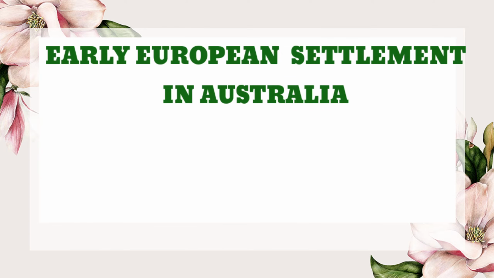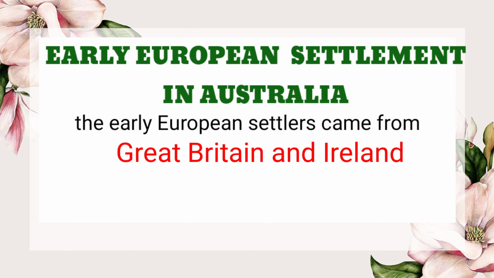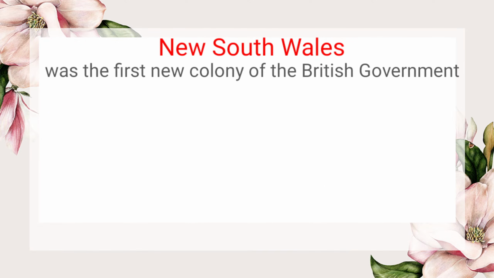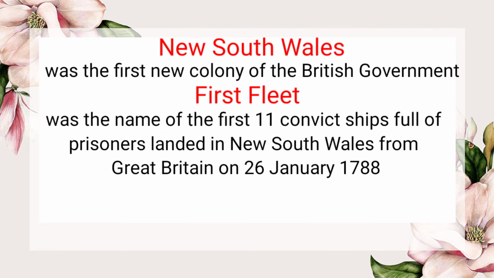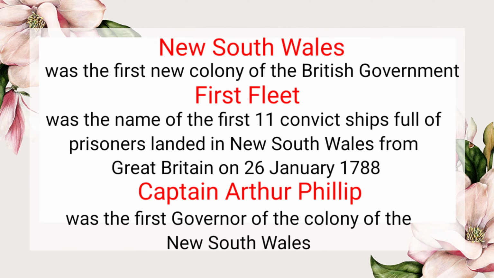The early European settlement in Australia. The early European settlers came from Great Britain and Ireland. That's why British and Irish heritage had a major influence on Australia's recent history, culture, and politics. New South Wales was the first colony of the British government. The First Fleet was the name of the first 11 convict ships full of prisoners that landed in New South Wales from Great Britain on 26 January 1788. Captain Arthur Phillip was the first governor of the colony of New South Wales.